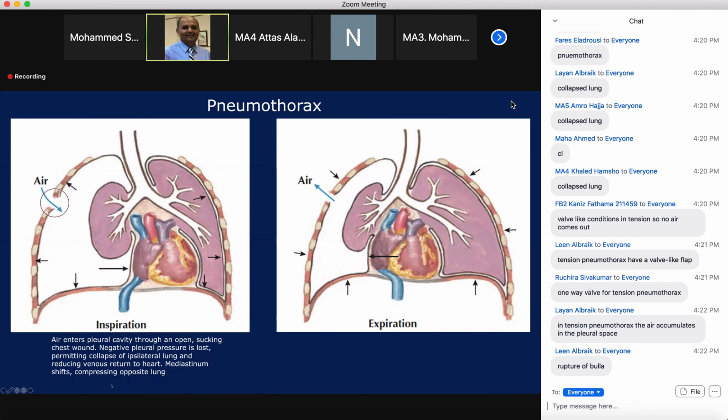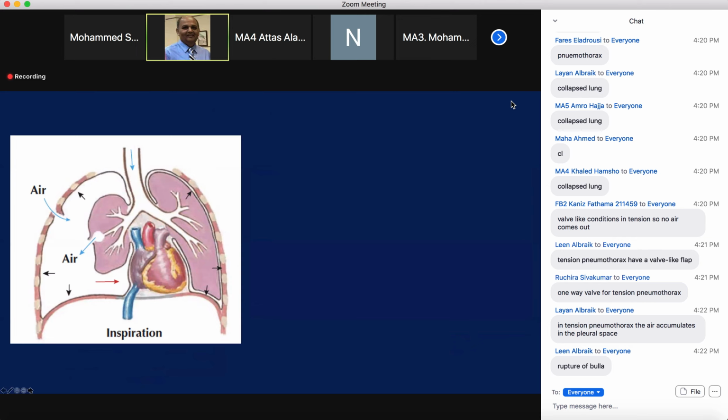So this is called a pneumothorax. Now let's bring what is called tension pneumothorax. Now in tension pneumothorax, all is the same. Air may be coming from the wound outside or from the inside, from the lung. You can see both options are there.